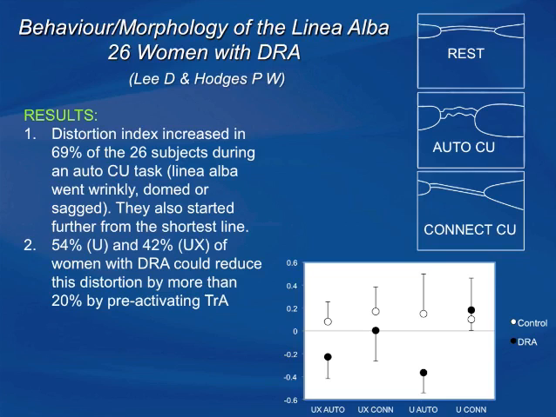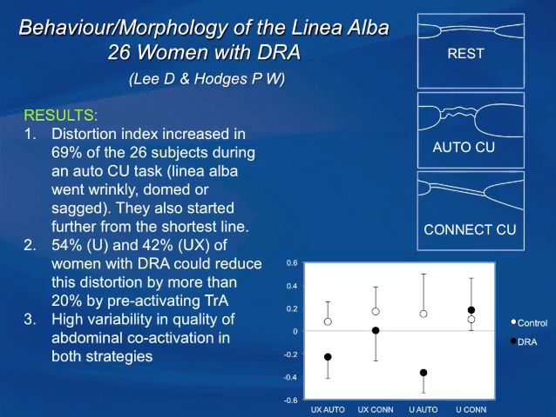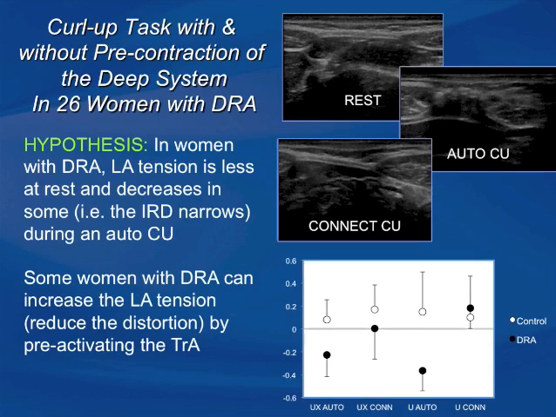Now, these numbers also mean that some women could not. And remember, we didn't actually separate those who could activate their deep muscle system from those who couldn't. So they are all mixed into this study. There's a high variability in the quality of abdominal co-activation, and that likely is reflected in these numbers. So our hypothesis is that in women with the DRA, linea alba tension is less at rest than in the control subjects, and it decreases in some. In other words, the inter-recti distance narrows during the automatic curl-up task. And in some of these women with the DRA, they can increase this tension and reduce the distortion by pre-activating the transversus.